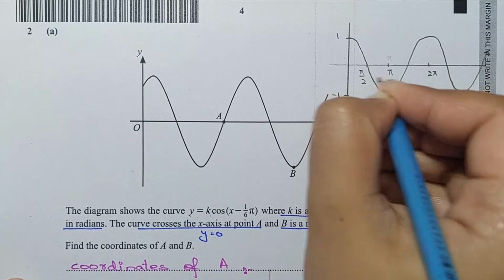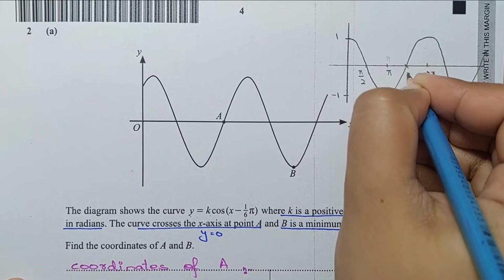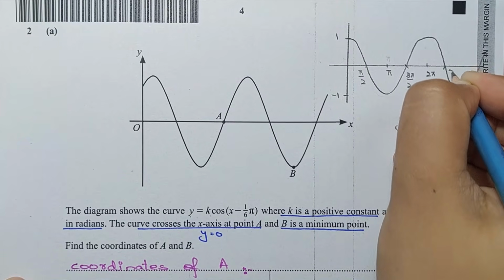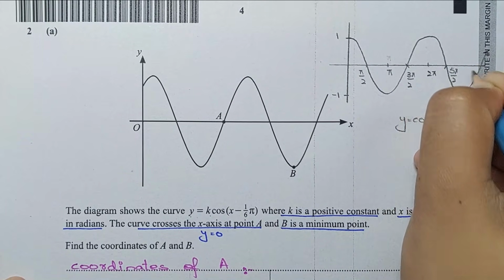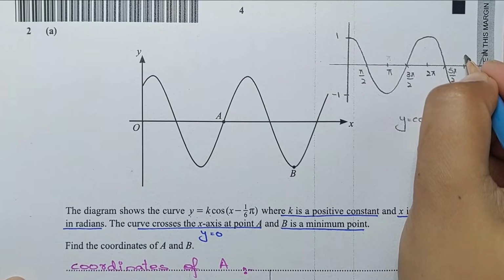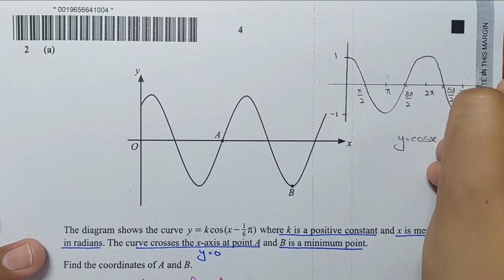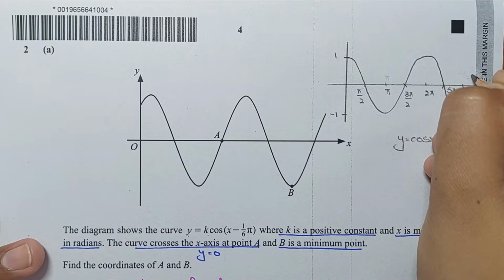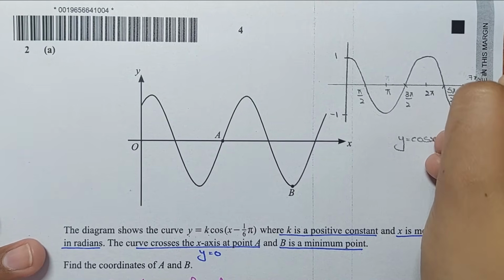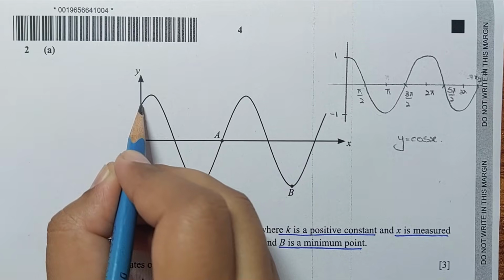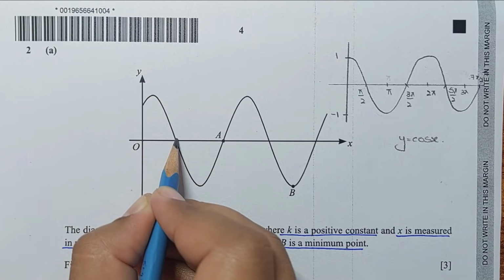This point is pi by 2, 2 pi by 2, this point is 3 pi by 2, and 4 pi by 2 gives you 2 pi, this is 5 pi by 2, and this point is 6 pi by 2, which is 3 pi. 6 pi by 2 is 3 pi, and then this point is 7 pi by 2, and so on.